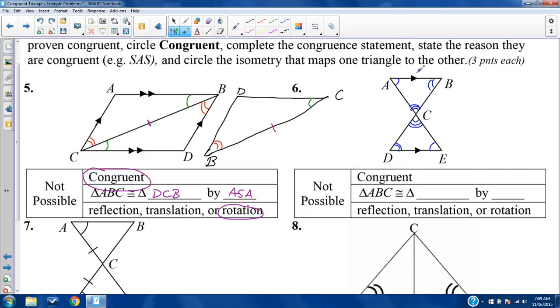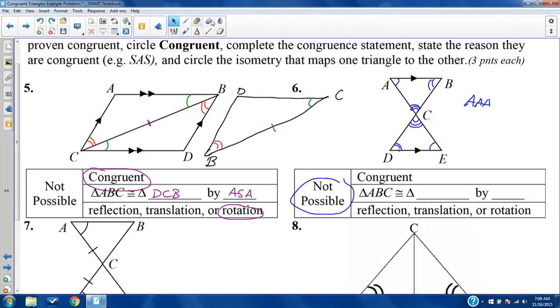However, these are only parallel line marks. These are not congruent side marks. There's nothing that says these are congruent. It doesn't say something about C being the midpoint or AE bisecting DB, nothing like that. I have angle, angle, angle. Now, this is not enough information to say that these two triangles are congruent, actually. In fact, let me kind of show you why.